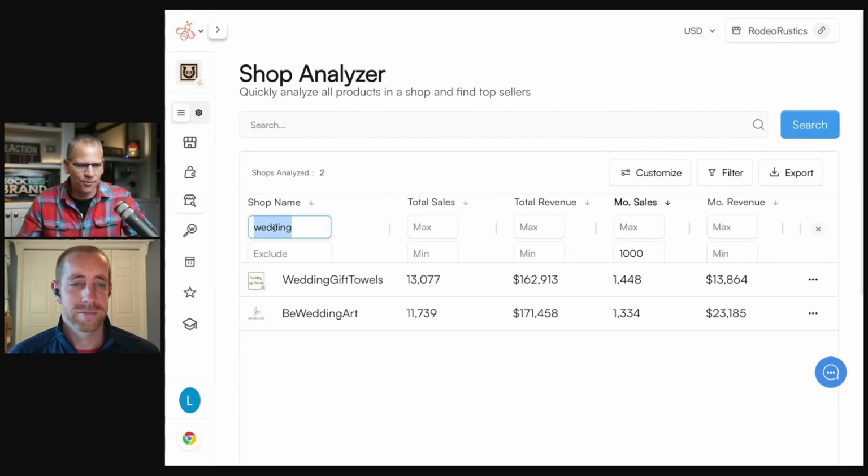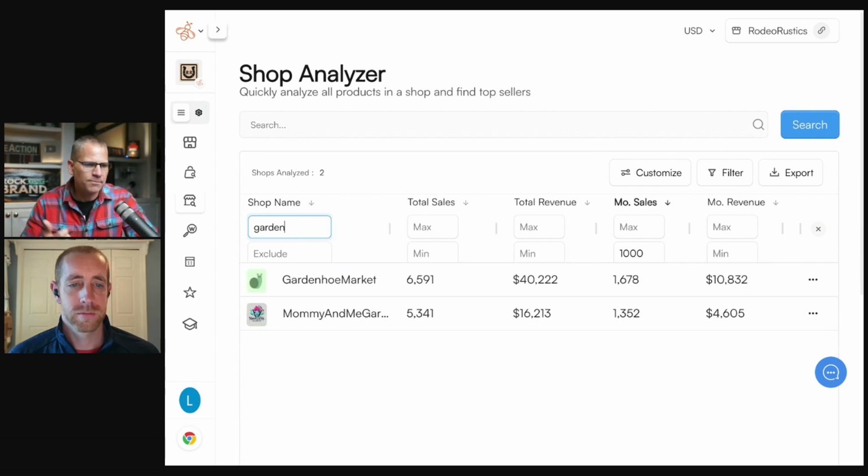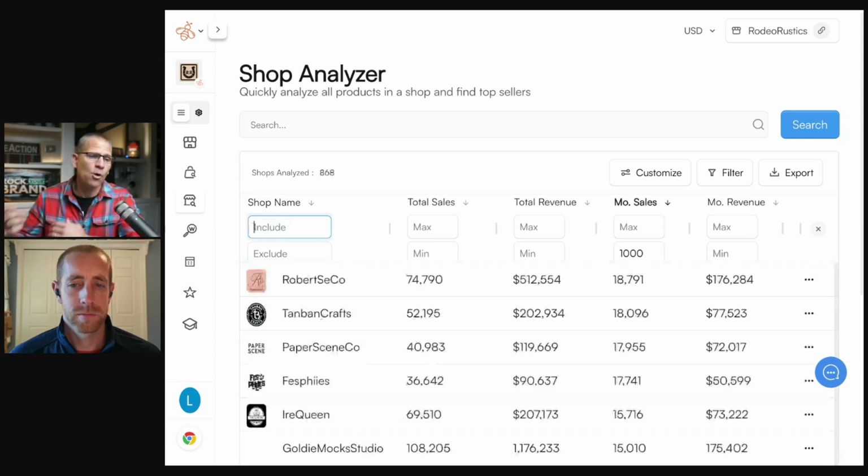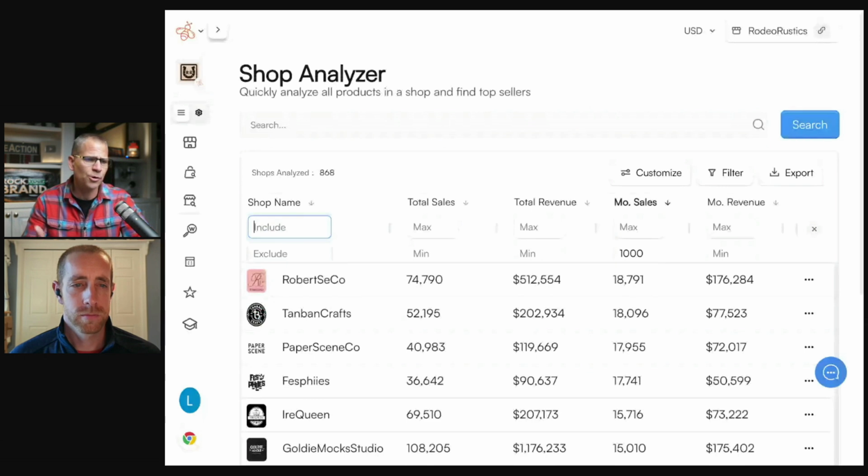You can see we can do that for just about anything. We can go garden and see if anything comes up. Yep. Garden hoe market. Mommy and me garden, I think it is. Right. So we can play around with this. So super, super powerful, right? To be able to do this. Now, the filters have always been there. The shop analyzer wasn't, which is really, really awesome that they allow us to do that.